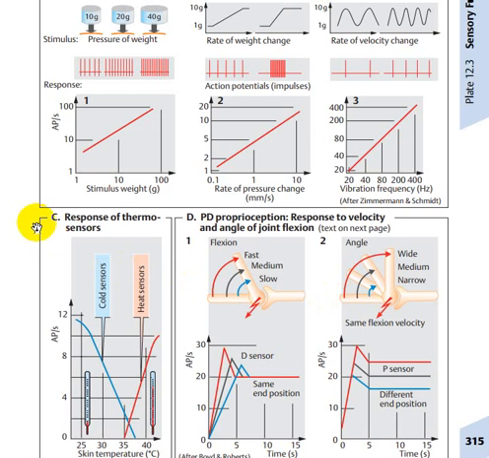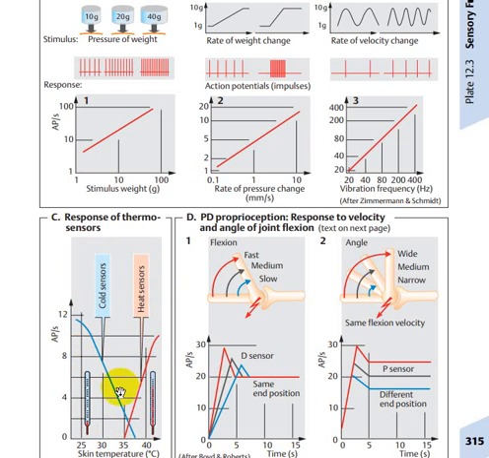Now the next portion we are going to deal with is the response of the thermosensors. We need to know that we have the cold sensors and we have the heat sensors. The cold sensors are carried by fibers which are very rapid, and the heat sensors are carried by fibers which are slightly slower in movement. The fibers carrying heat are not very myelinated, but the cold ones are highly myelinated.